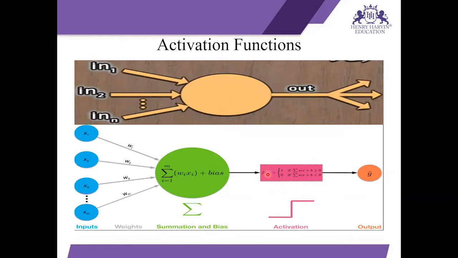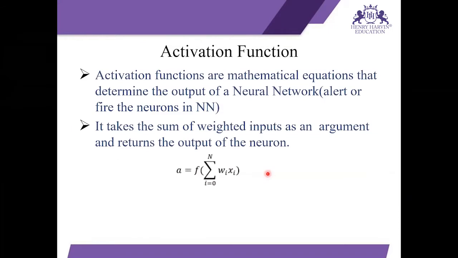In this video, we are going to understand what an activation function is, and we are going to get a thorough, complete knowledge of activation functions. So what are activation functions? Activation functions are mathematical equations that determine the output of a neural network. It takes the sum of weighted inputs as an argument and returns the output of the neuron.